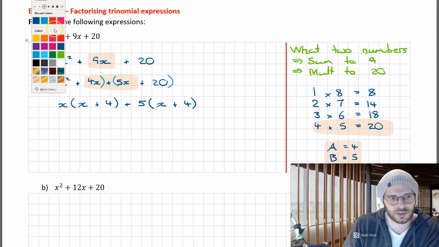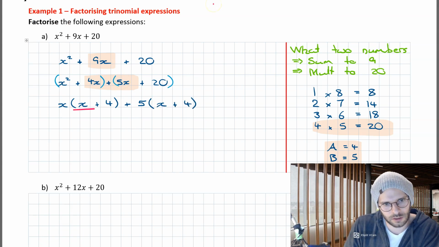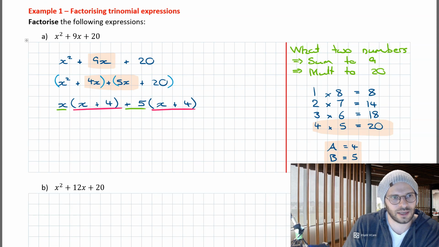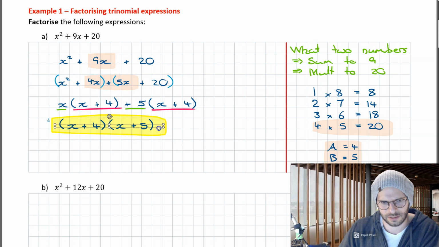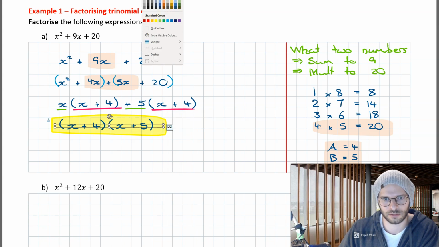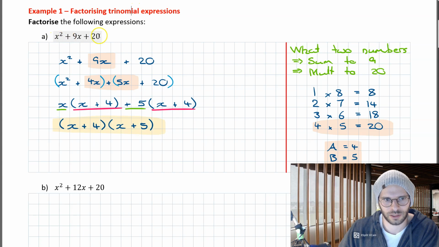And then what you can see is that we have a common factor of x plus 4, and what's left out is x and plus 5. So in the most factorized form, this is x plus 4 times x plus 5, thus arriving at the factorized form of our original expression. So x squared plus 9x plus 20 is the same as x plus 4 times x plus 5.